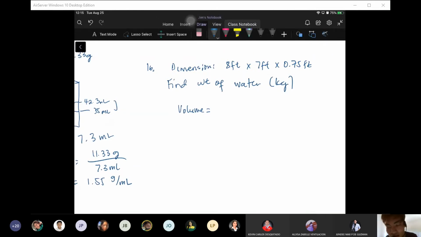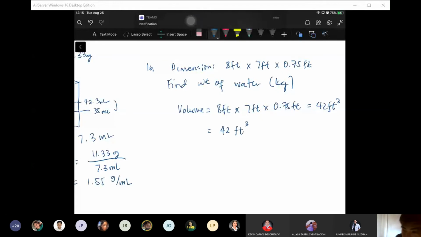So we will not convert this one by one into feet, because that will be quite intensive. What I mean is tatlong beses na siya uulitin. So what I'm going to do is that I will just convert the final unit instead. No? So 8 feet times 7 feet times 0.75 feet is equals to 42 feet cubed. 42 cubic feet. No?